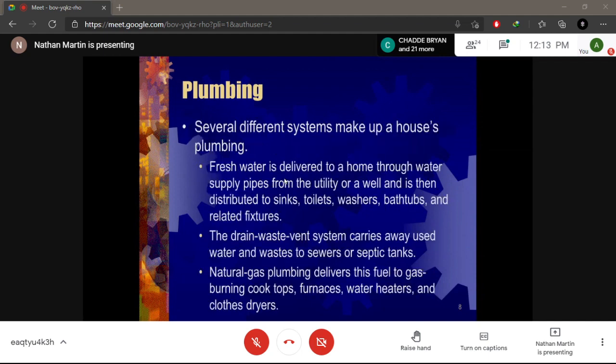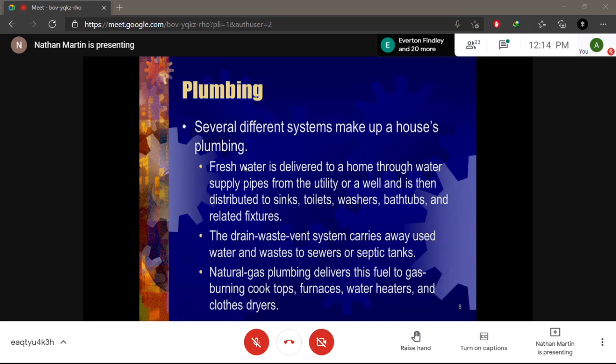Now, several different systems make up a house plumbing system, right? We saw that in the diagram before, but just to reiterate, we have our fresh water, which is delivered to the home through water supply pipes from the utility or well, and is then distributed to your sinks, to your toilets, to your washers, to your bathtubs, and your related fixtures. So any fixtures that utilize potable water, the freshwater system will carry to that.